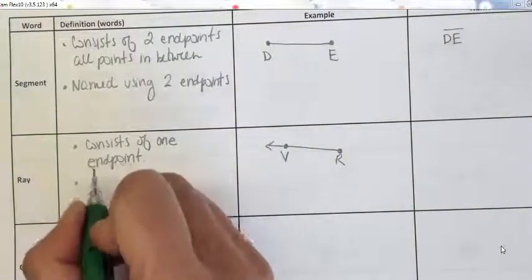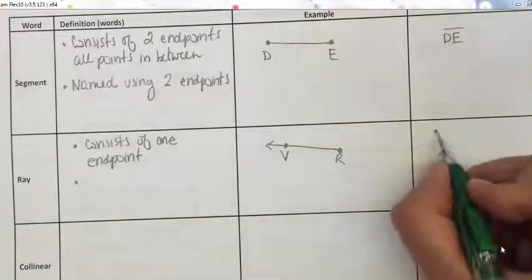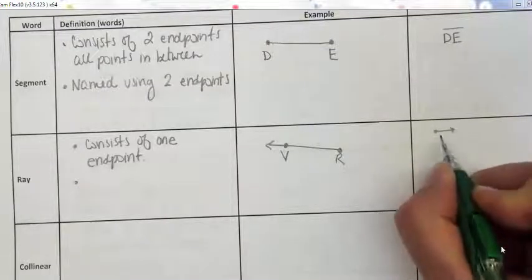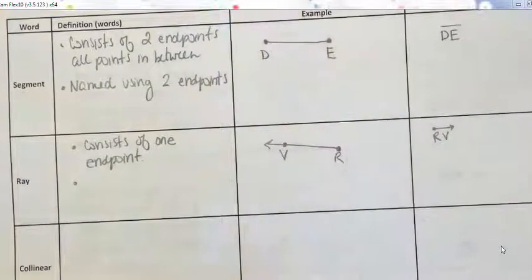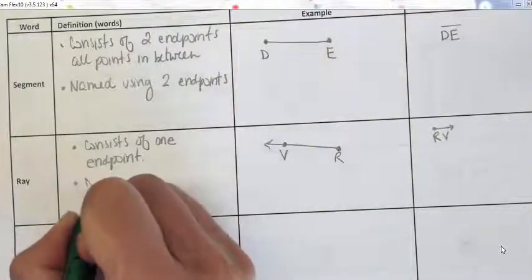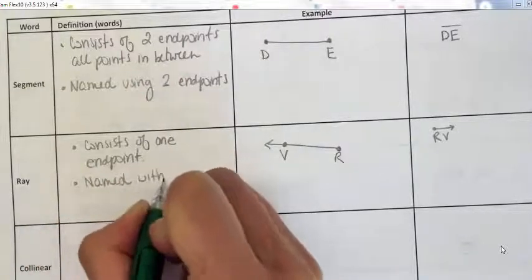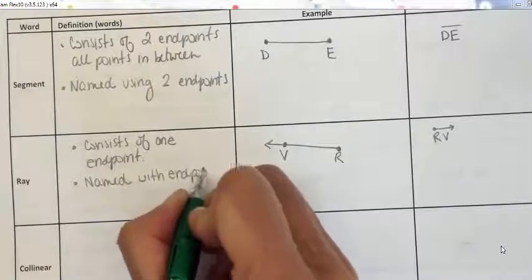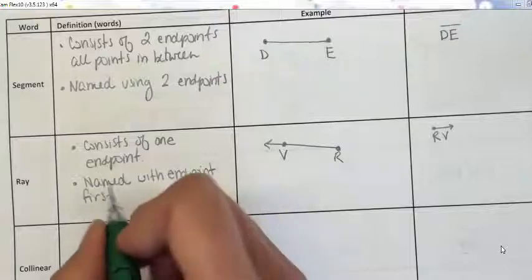Okay, so this one, you name a ray basically using the endpoint first and then one other letter on the ray, or any other letter on the ray. So this one here, and you always put a little ray on top, I would call ray RV because we put the endpoint first. Let me write that down. So named with endpoint first, and one other letter on the ray.